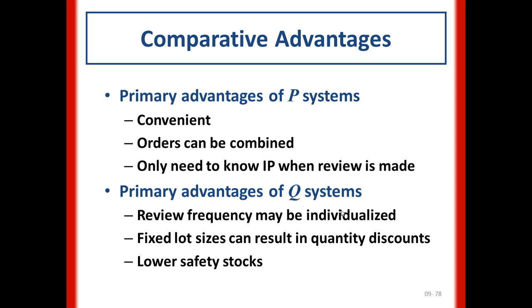The Q system also needs a fixed lot size, which can sometimes result in a quantity discount from the supplier. Another good thing about the Q system is that it requires lower safety stock, which may mean lower total cost. That finishes chapter 9, inventory management.